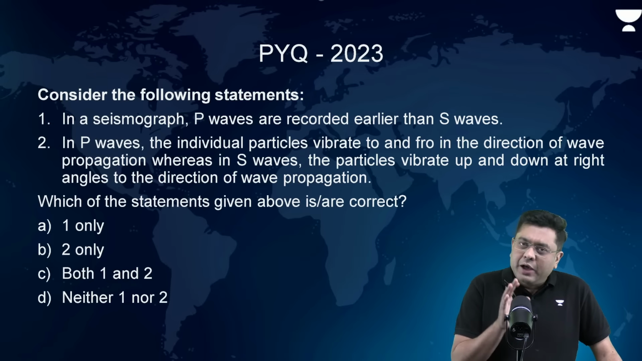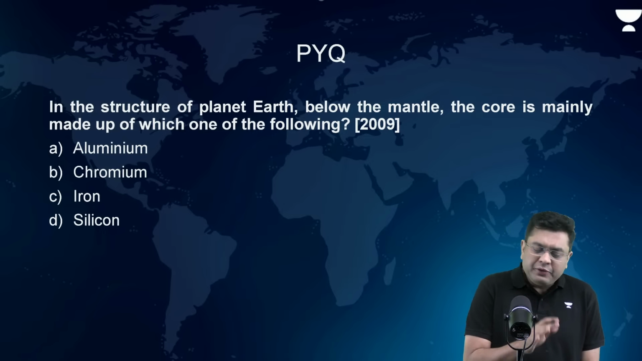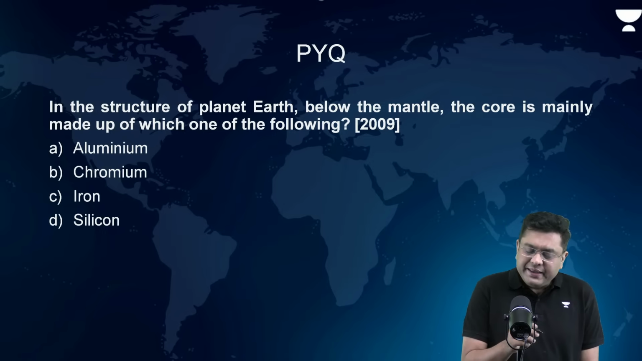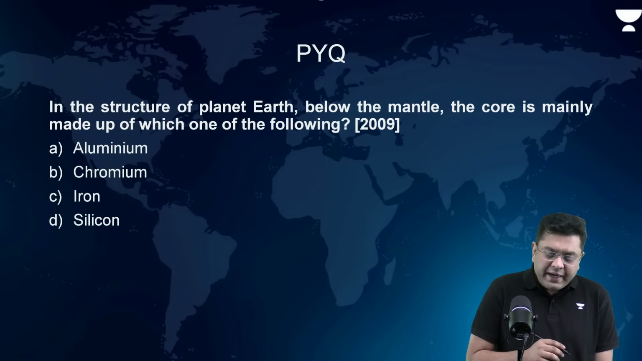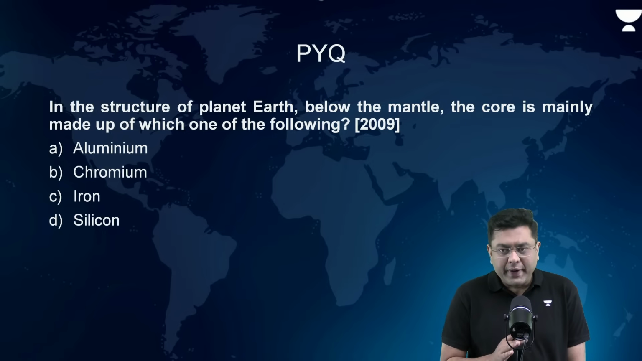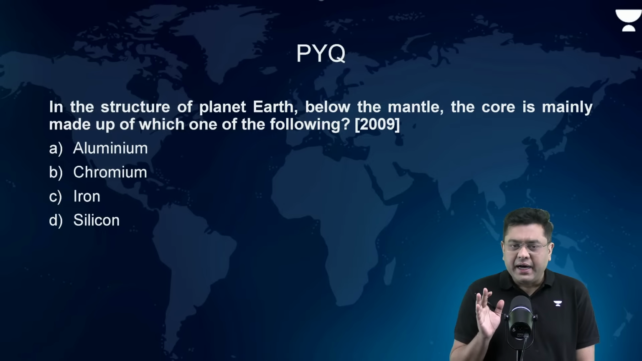Now, having said that, based upon our discussion yesterday, I have two more PYQs for you, and let us see if we are able to arrive at the answer. So, this is the first PYQ of 2009. We are going slightly back, but this was a question which was asked. In the structure of planet Earth below the mantle, core is made up of which of the following? I expect you to provide the answer.